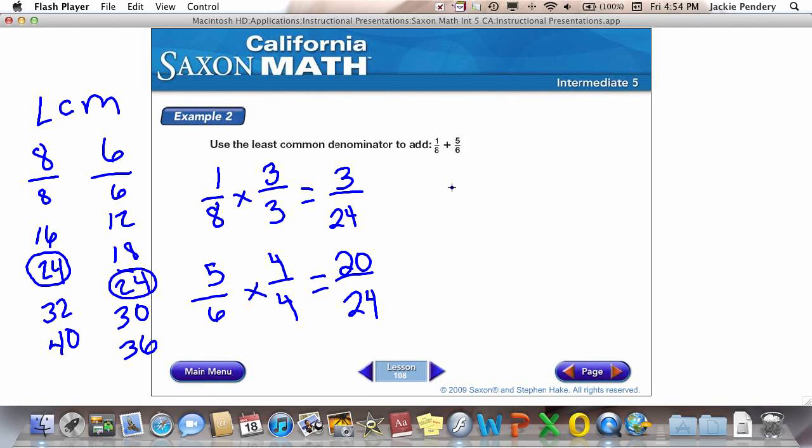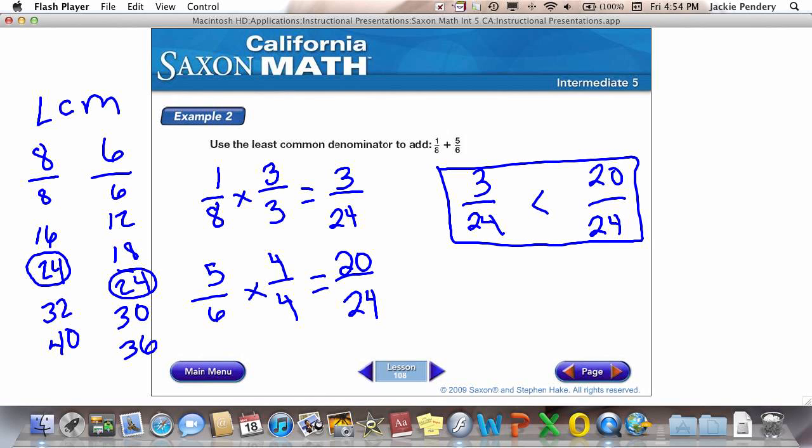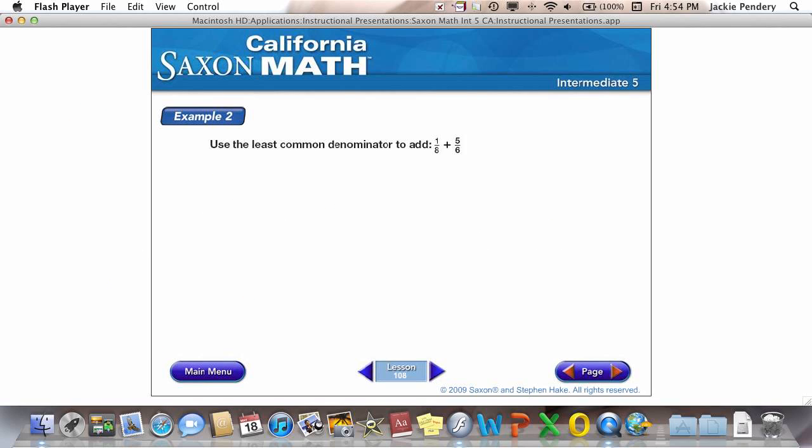Now I go back and I rewrite my problem, 3/24 and 20/24, and my problem is addition. So here is my answer. Okay? All right, that was example 2. Let's go on to example 3.